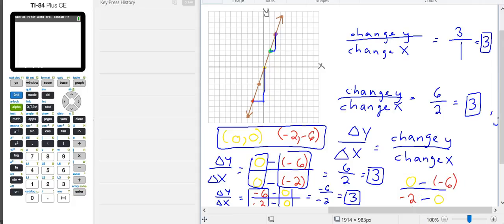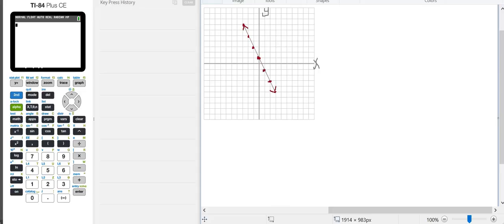Let's look at another example. Let's find the slope of this line. We're going to pick two arbitrary points on the line. It doesn't matter which ones they are. Let's pick this red point and this yellow point. It doesn't matter which points we pick. And we're going to do delta y over delta x, which is the change in the y values over the change in the x values.